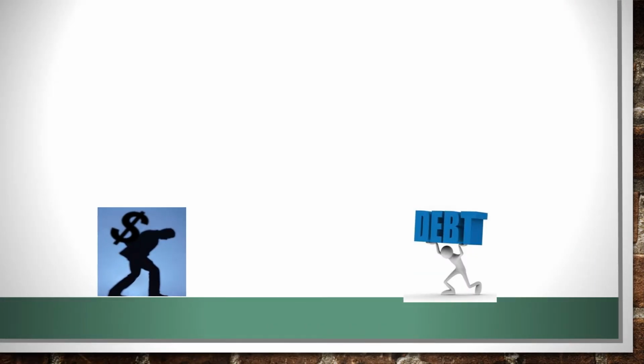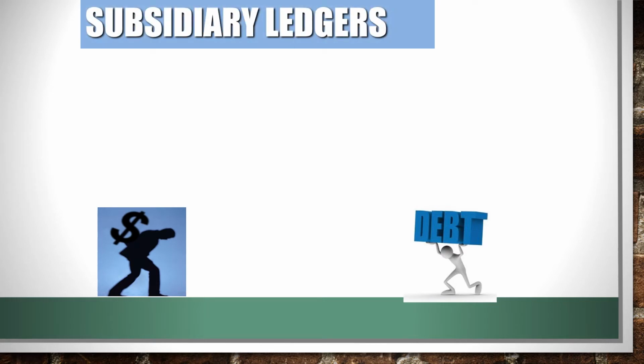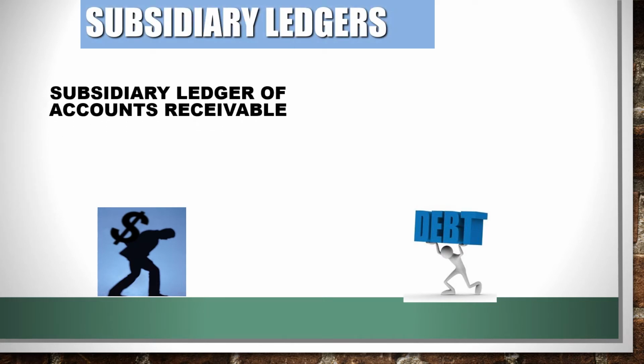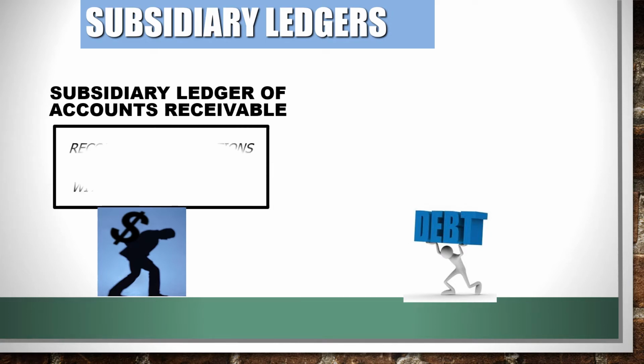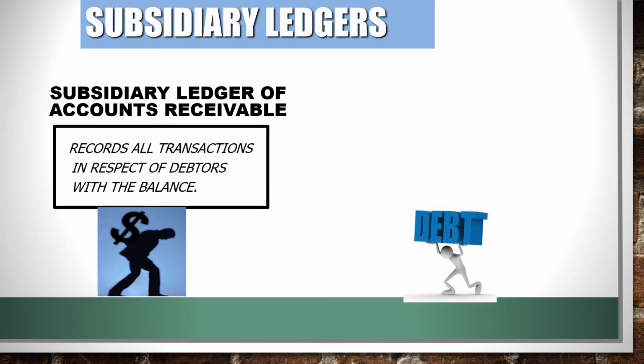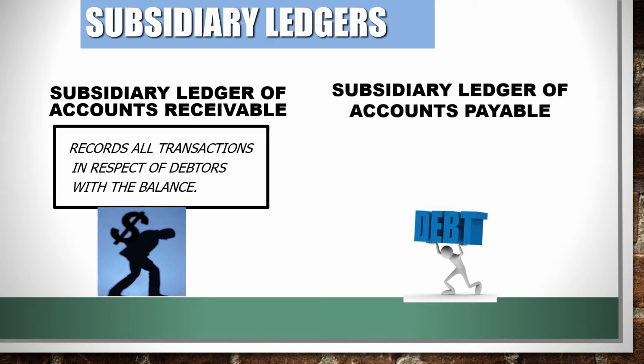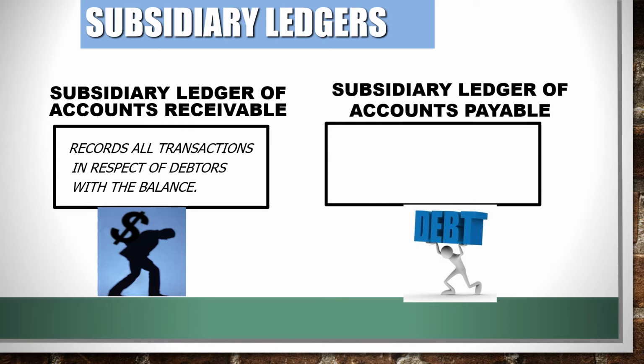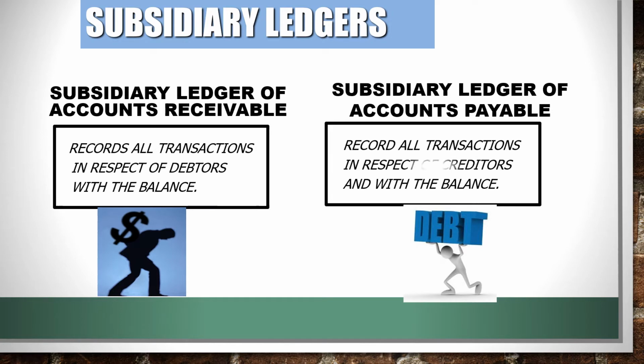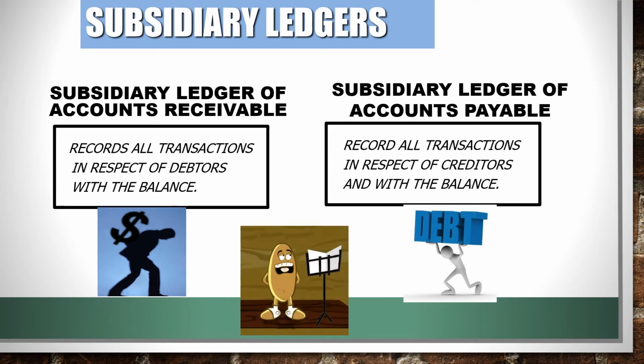There are two types of subsidiary ledgers. 1. Subsidiary ledger of accounts receivable. Records all transactions in respect of debtors with the balance. 2. Subsidiary ledger of accounts payable. Records all transactions in respect of creditors and with the balance.